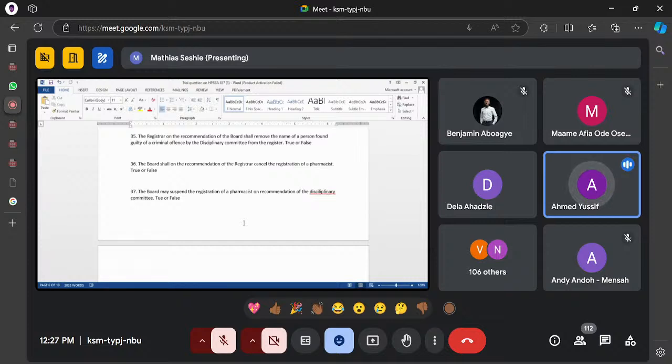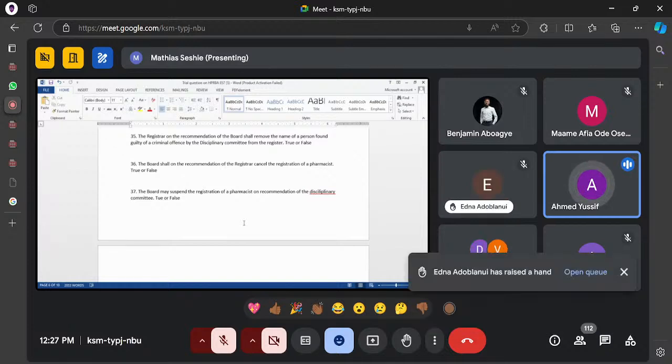So usually cancellation comes in when there's a criminal offense, but removal comes in when there's a professional misconduct. Do you get the difference? Professional misconduct will call for removal. Criminal offense will call for cancellation.